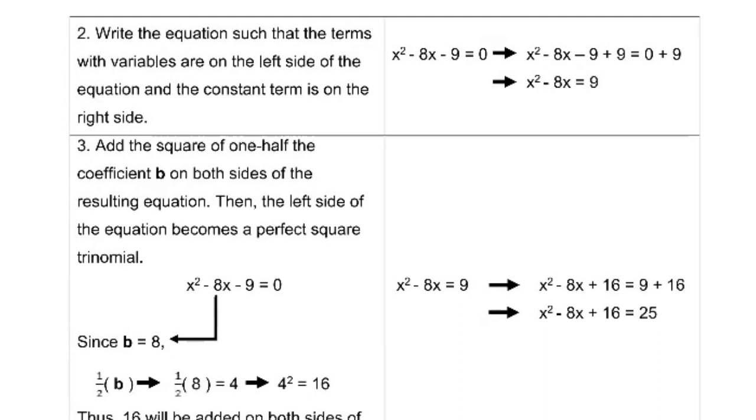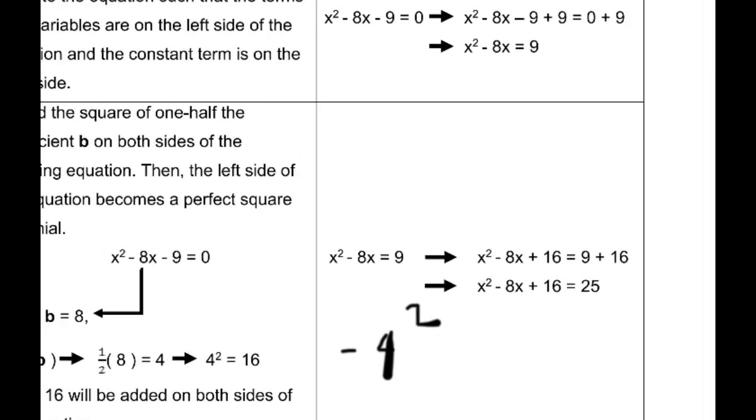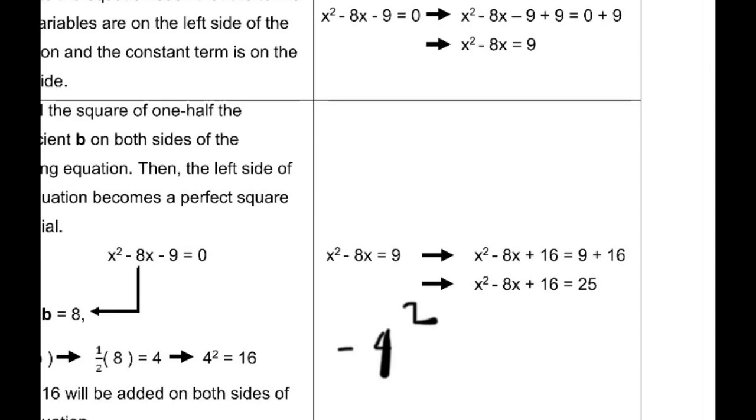Then third step, we're going to make the left side of the equation a perfect square trinomial by adding to both sides the square of 1/2 of b. So the value of b here is negative 8. So we're going to have negative 8 divided by 2 is negative 4 squared. Negative 4 squared is 16. So we're going to add 16 to both sides. So x squared minus 8x plus 16 equals 9 plus 16. 9 plus 16 is 25, so we're going to have x squared minus 8x plus 16 equals 25.